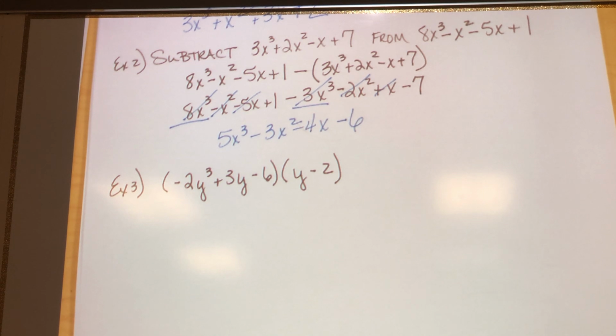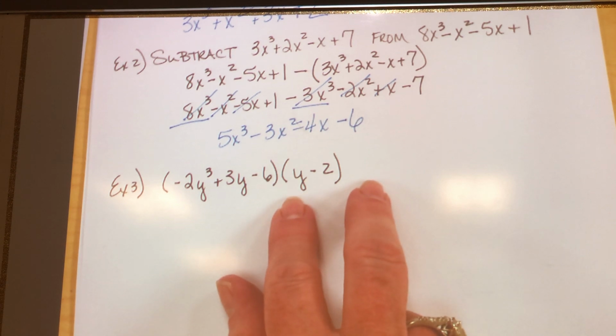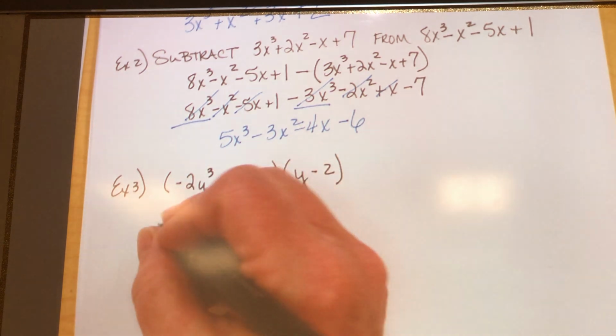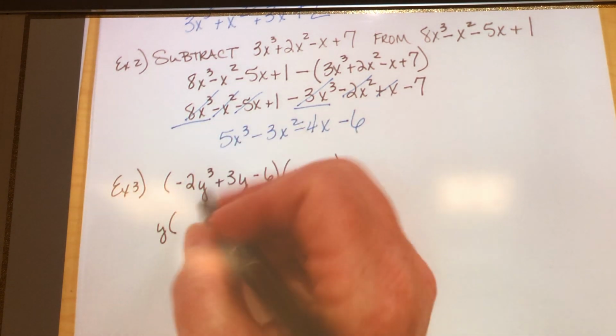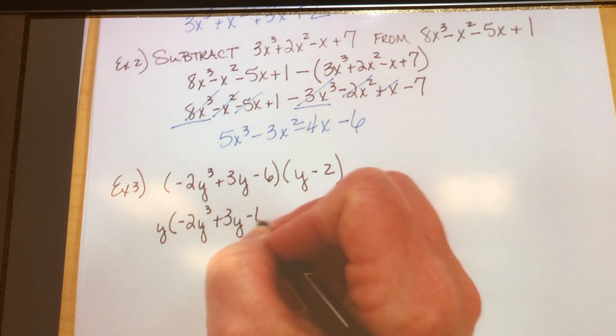And here's the rule. Everybody gets multiplied by everybody. That's it, people. That's essentially what you're doing. But we want an organized way to do that. So here's what you generally do. You take the smaller y minus 2 and you split it up and you multiply it by this one. So first I'm going to multiply y times the longer polynomial, negative 2y to the third plus 3y minus 6.